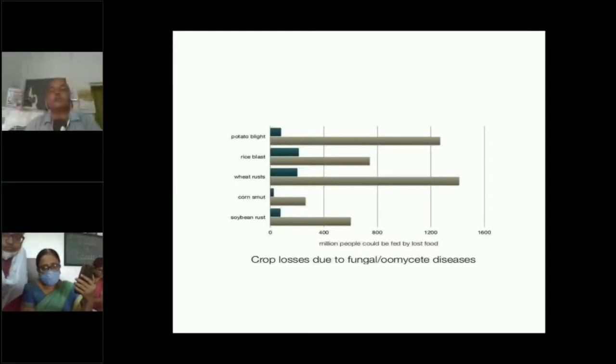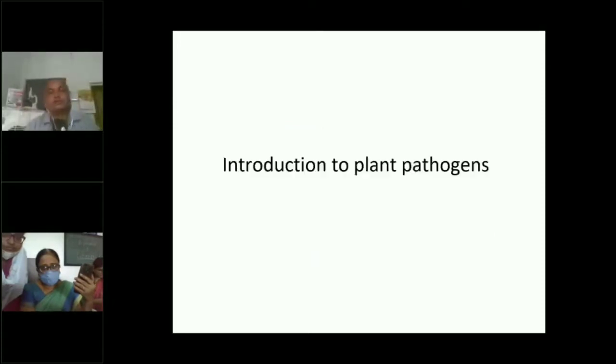As far as plant pathogens are concerned, anything which prevents the plant from performing to its maximum potential is called plant disease. Plant pathogens restrict the activity of plants.